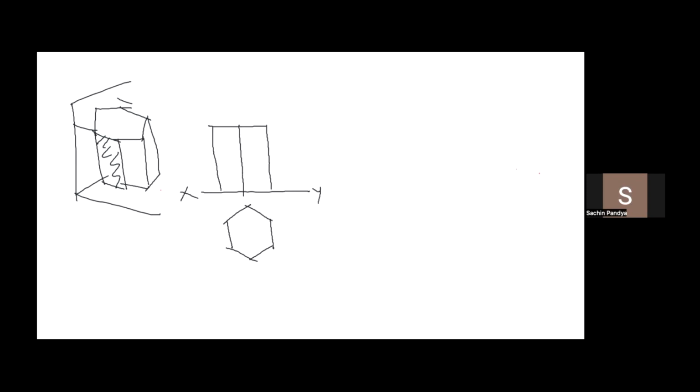And if you want to draw the development, let's say I'm doing it with different colors, I'll draw two horizontal lines and one vertical line. I will write A, B, C, D, E, F. This is A dash, F dash, B dash, E dash, C dash, D dash.